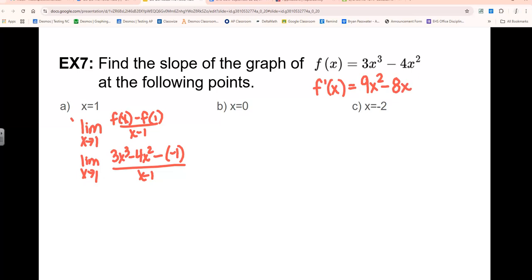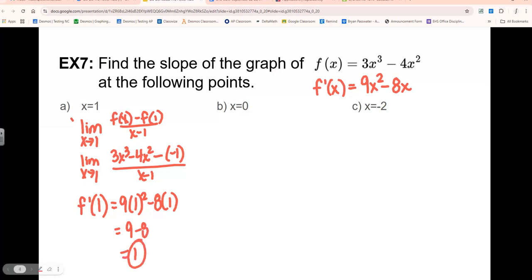So if we want the slope of a graph at that point, all we've got to do is plug in that number. You want to make sure you label this. So you would say f prime of 1, and then you just plug it in. So 9 times 1 squared minus 8 times 1 is going to give us 9 minus 8. So we just get 1 for our answer there. And if I want to do this for 0, I would just do f prime of 0. So that'd be 9 times 0 squared minus 8 times 0. That's just going to give me 0 for my answer.